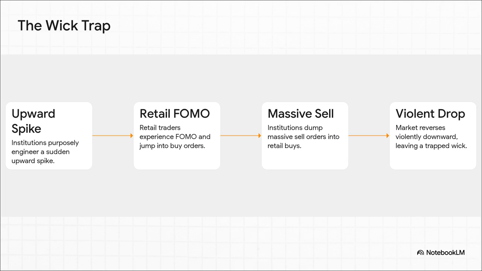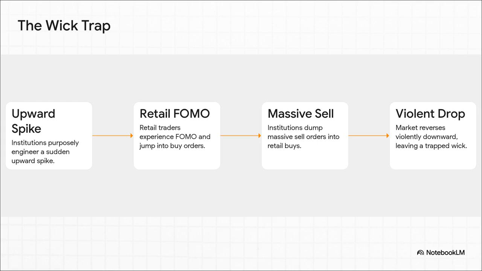Well, it's all about liquidity. Massive institutions and central bank algorithms need a huge amount of buyers if they want to offload their multi-million-dollar positions. They literally can't just hit sell without crashing the market on themselves. So, step 1, institutions deliberately engineer a sudden upward spike, pushing past recent highs to make it look like a major breakout. Step 2, everyday retail traders see this giant green movement, they feel intense FOMO, fear of missing out, and they rush in, placing thousands of buy orders.